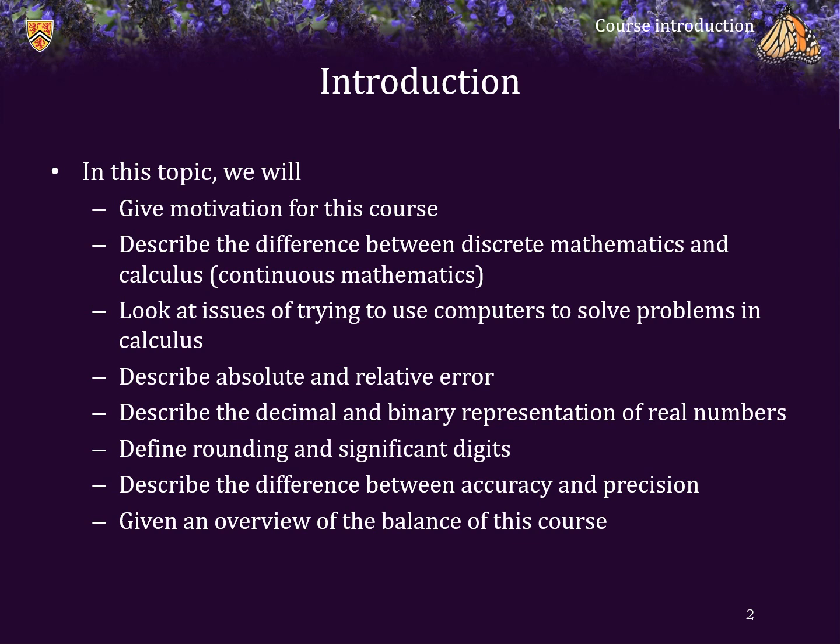To do this, we will then define absolute and relative error. We will describe the decimal and binary representation of numbers. We will define rounding and significant digits, and we will describe the difference between accuracy and precision. We will also then give an overview of the balance of this course.